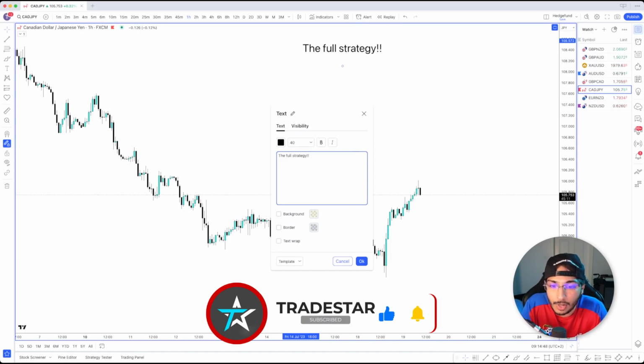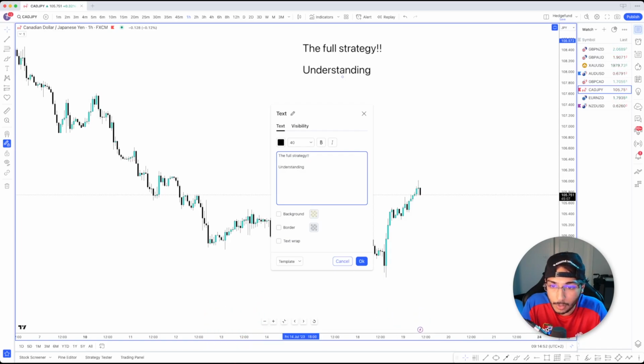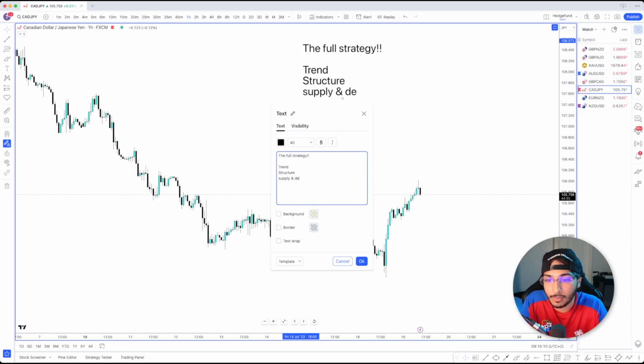When it comes down to the full strategy, I'd say understanding the trend is huge. You want to understand all these things, but trend and structure are very important. Then supply and demand. Supply and demand goes into so many different things, whether that's entries, exits, equilibrium, so many different things, and we'll talk about all that as we go. But trend, structure, supply and demand, and then I guess premiums and discounts can go into supply and demand.